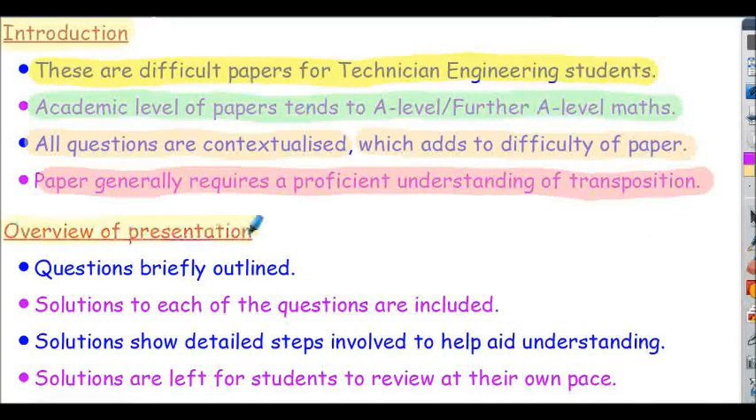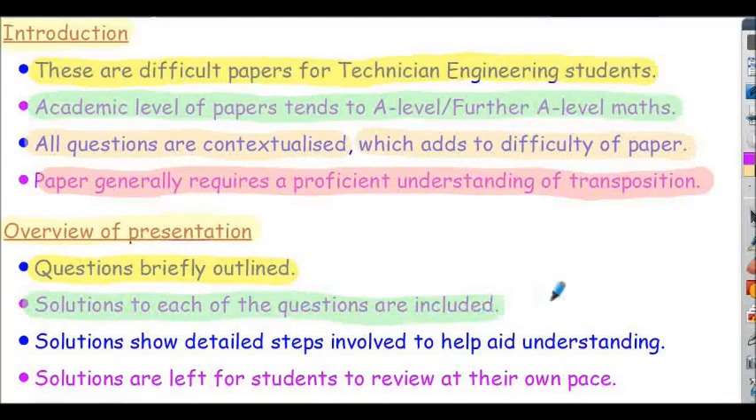Here's an overview of the presentation. So essentially the questions are briefly outlined and solutions to each of the questions are included. All solutions show detailed steps involved in an attempt to help aid your understanding.